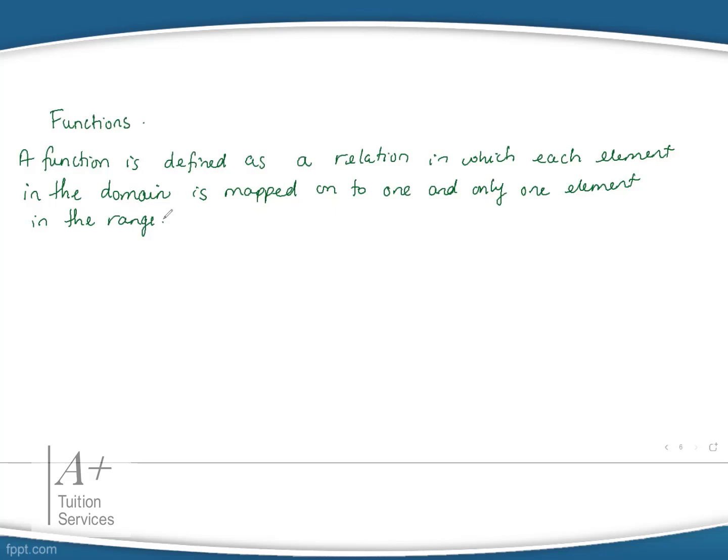Okay, and there are different cases to deal with. We show that we have one-to-one relation. We show that we have many-to-one relations, and then we can show what is not a relation, what is considered a relation but not a function, and so forth, right? So we're going to get into that now. So a function is defined as a relation in which each element in the domain, which is the X domain, is mapped onto one and only one element in the range.